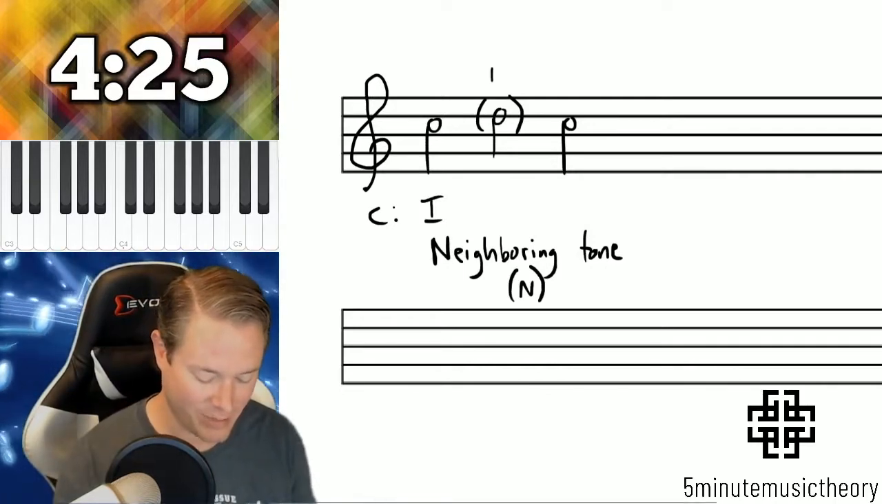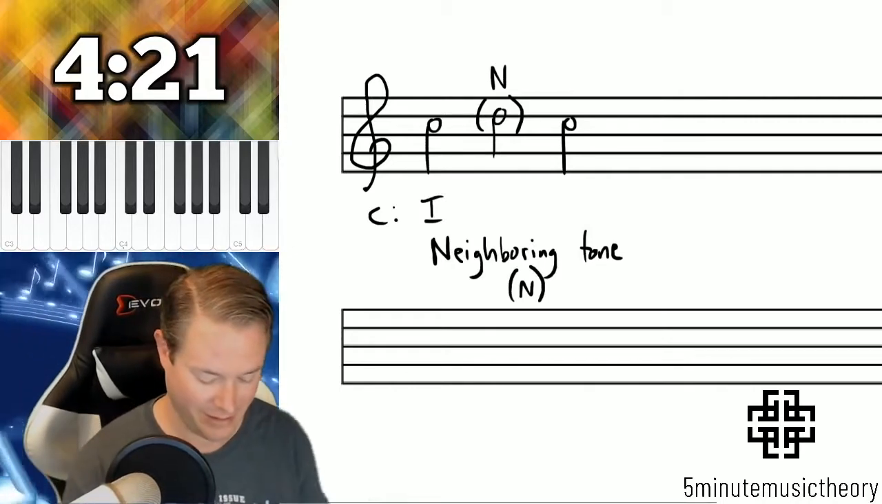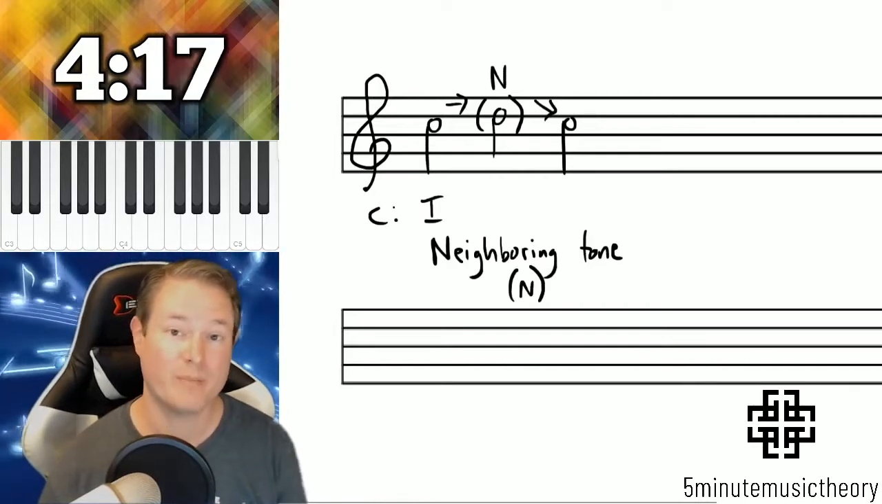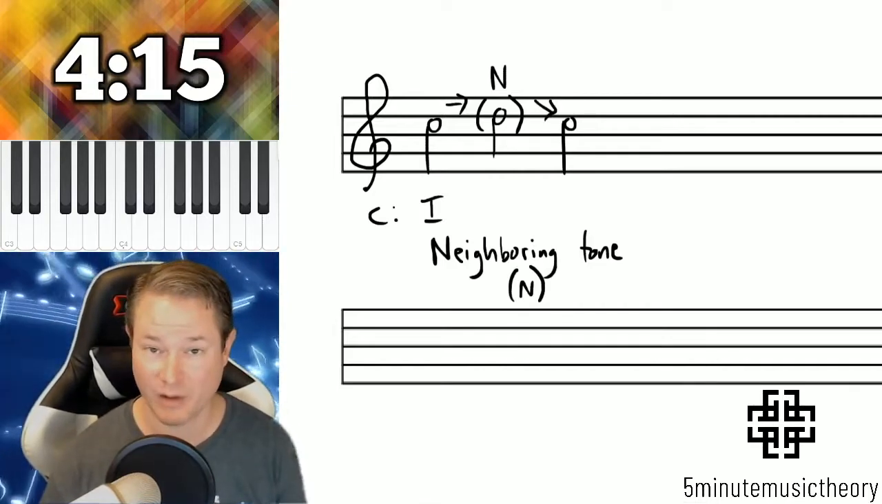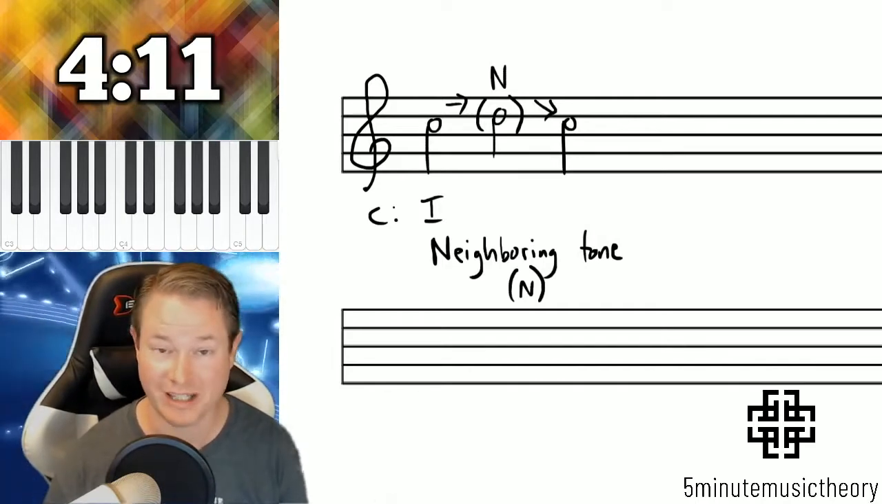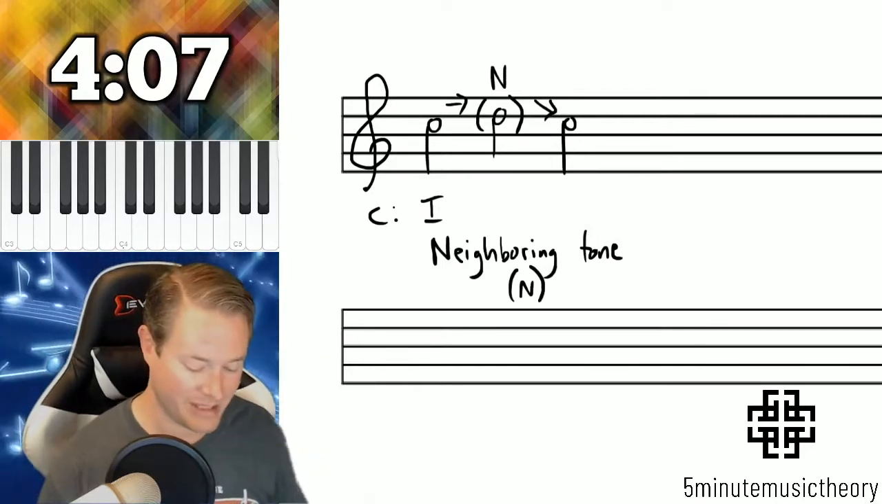And the way that the neighboring tone works is that it's approached by step, like this, and then it's left by step in the opposite direction. So that's what distinguishes this from the passing tone. A passing tone is approached and left in the same direction. A neighboring tone is approached and left in the opposite direction of the approach. So it could be up or it could be down.